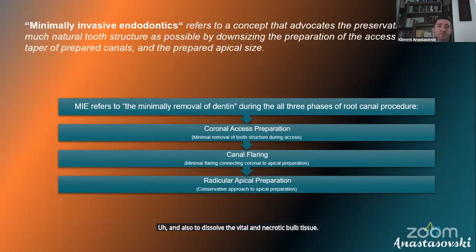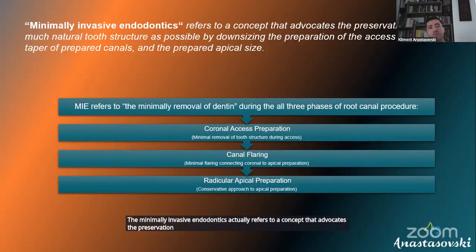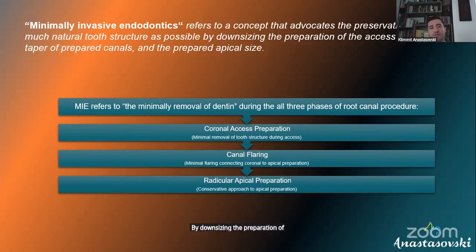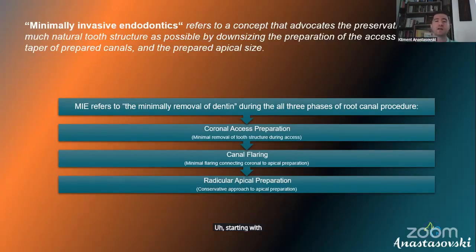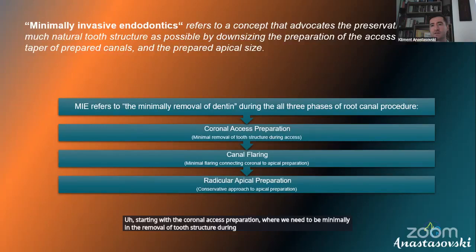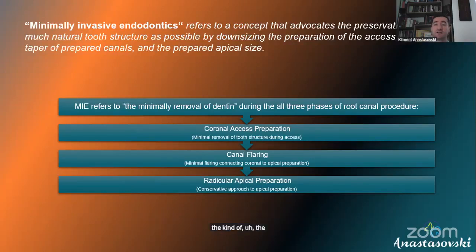Minimally invasive endodontics actually refers to a concept that advocates the preservation of as much natural tooth structure as possible by downsizing the access cavity preparation, the taper of the prepared canals, and the prepared apical size. So it actually refers to minimal removal of dentin during all three phases of the root canal procedure, starting with the coronal access preparation, where we need to be minimal in the removal of tooth structure during access, choosing the kind of access design that is more conservative than the others.